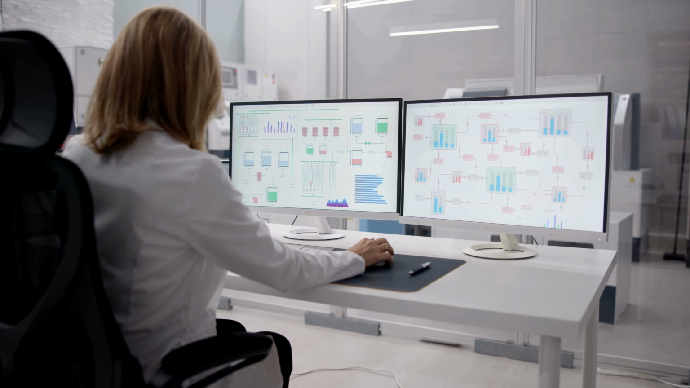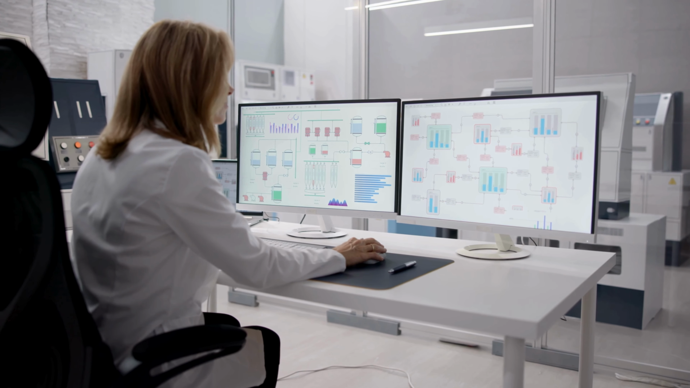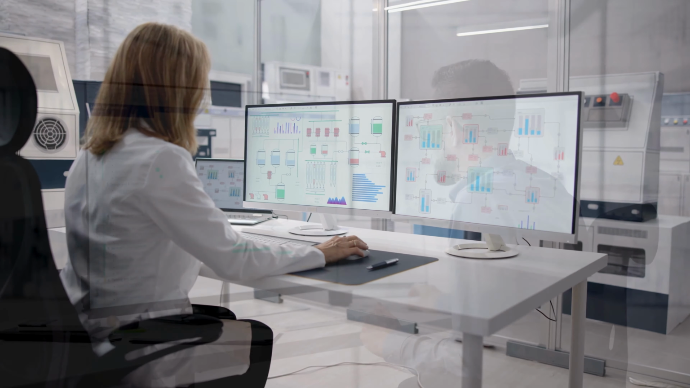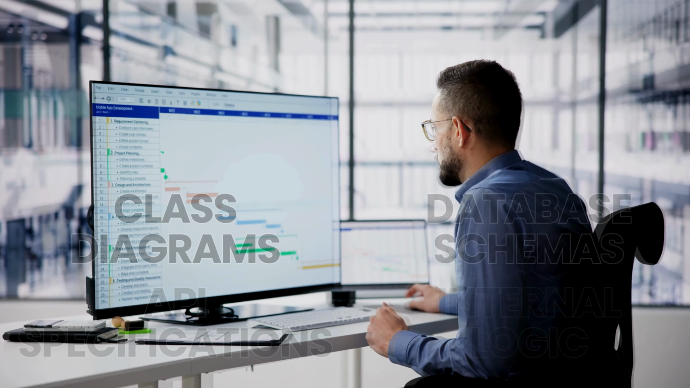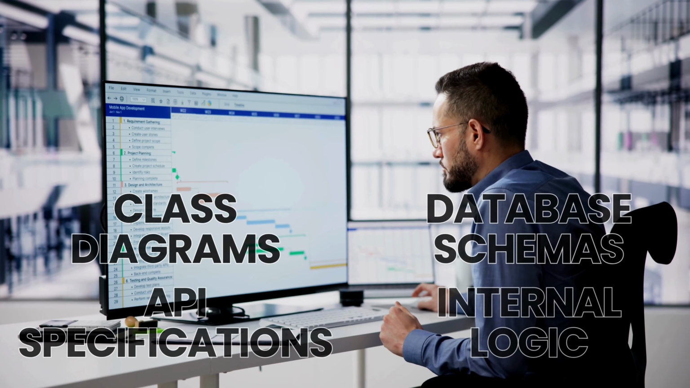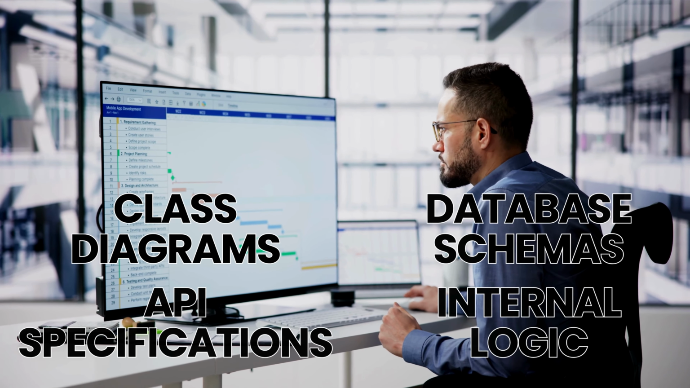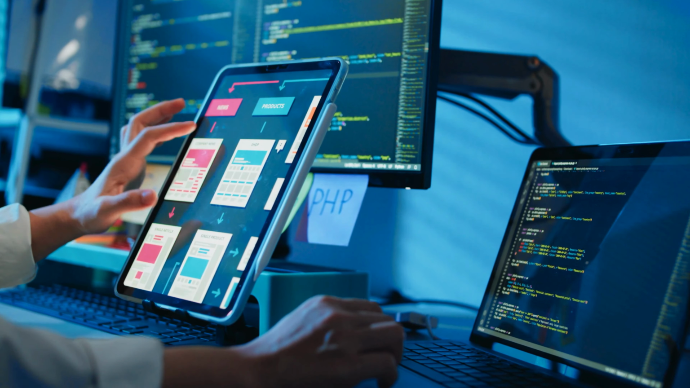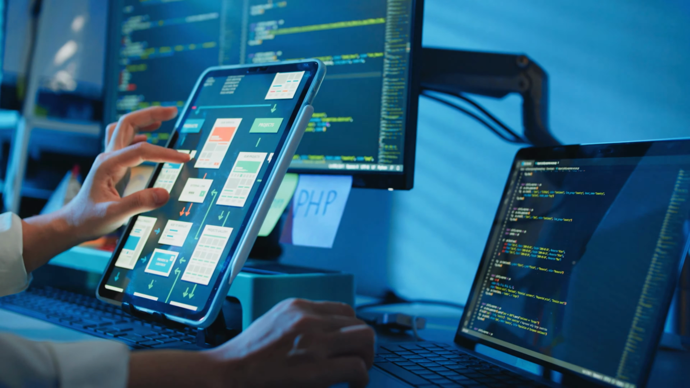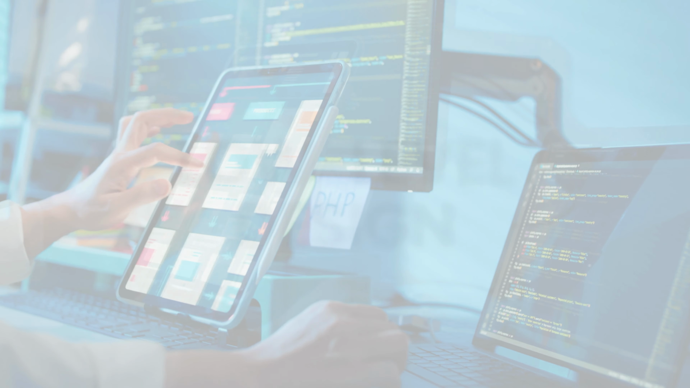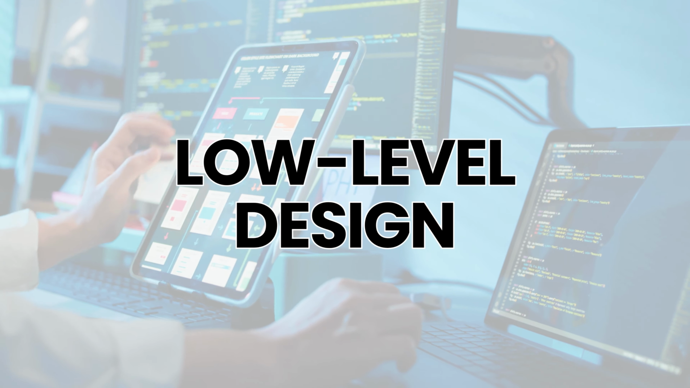Lower-level designers, LLD, focus on translating high-level system designs into detailed component-level designs, including class diagrams, database schemas, API specifications, and internal logic flows. They ensure each module's structure and behavior is clearly defined for developers to implement efficiently. In today's video, we explore 19 LLD interview questions and answers.